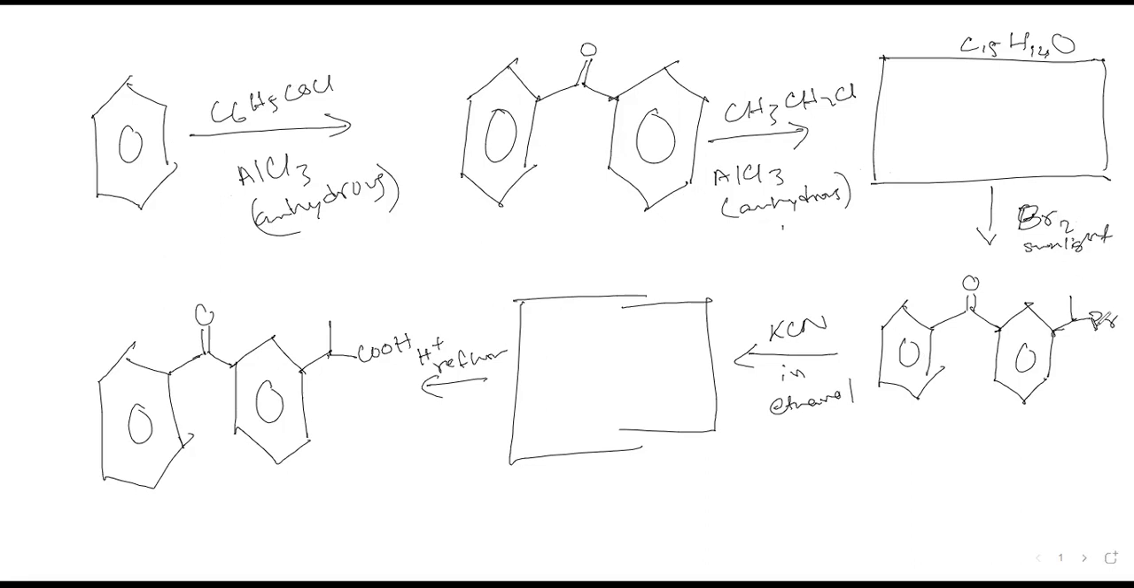Br2 with sunlight means a UV light is produced, and this is actually a side chain reaction, which is our free radical substitution. And this is occurring on the side chain of the benzene ring. There's no main reaction occurring, that's a side reaction happening. Now what could this product be?